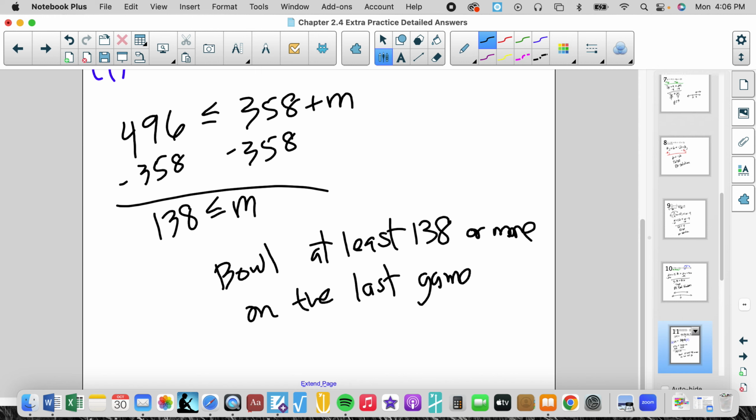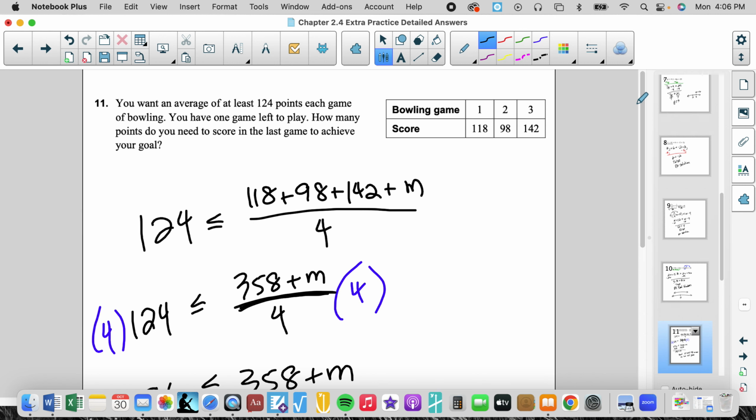I don't know if that's good, easy, or hard. I'm not a bowler, but I do enjoy bowling. All right, well, it's within his reach. 142 is his max, so clearly he can do at least 138. Sound good? Makes sense? Good.